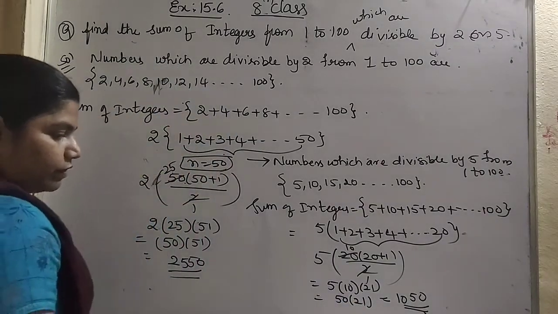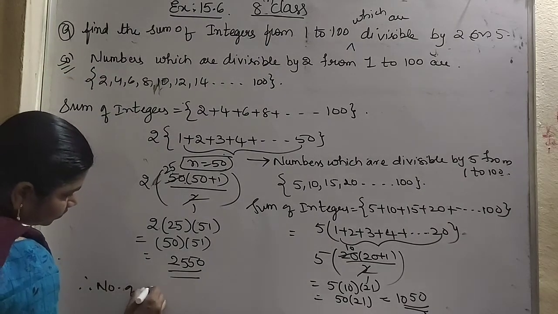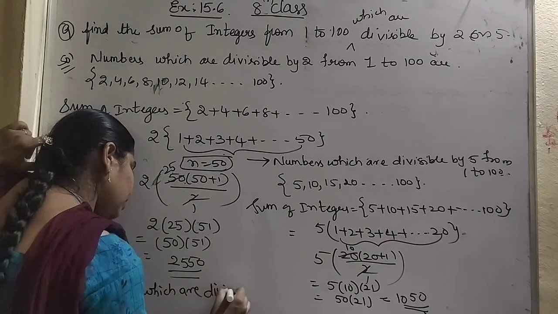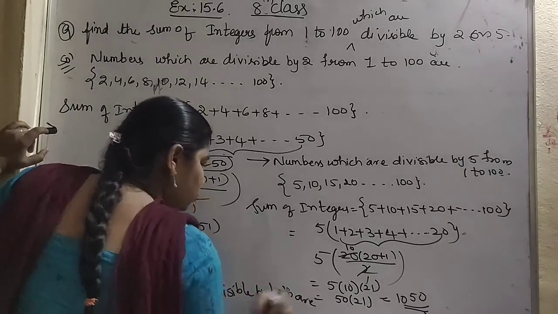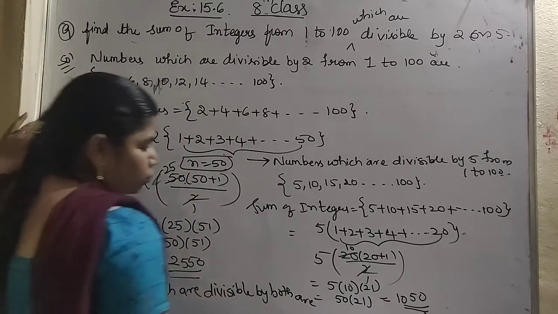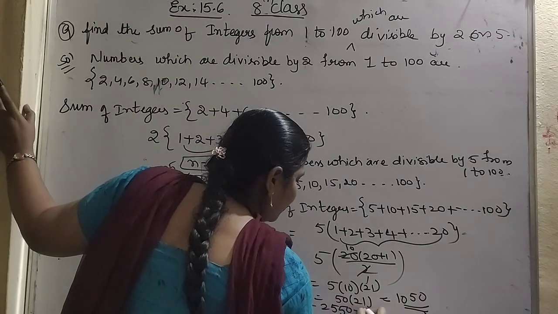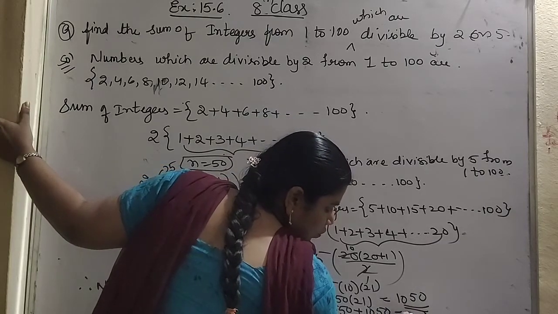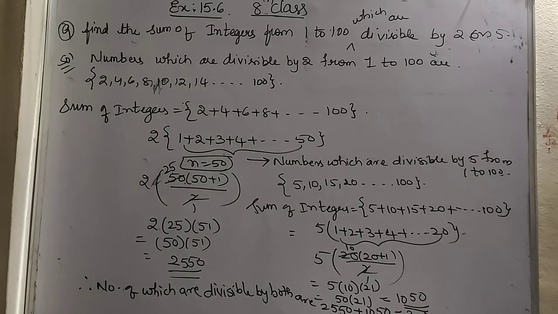Therefore, the numbers which are divisible by both are. So what we have to do? We have to add these two numbers. That will be 2550 plus 1050, which is equal to 3600. So these numbers are divisible by both the values.